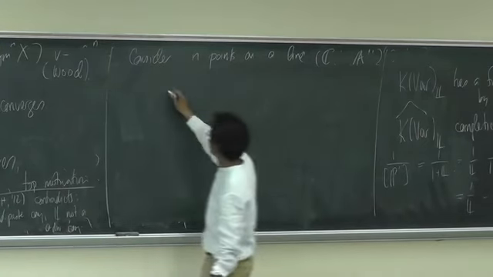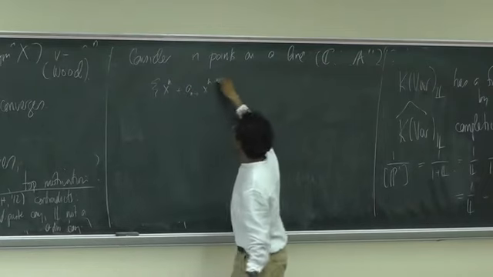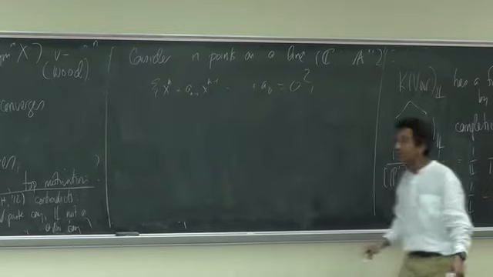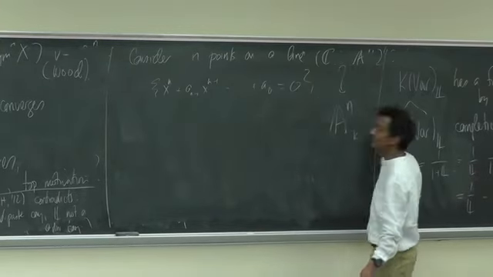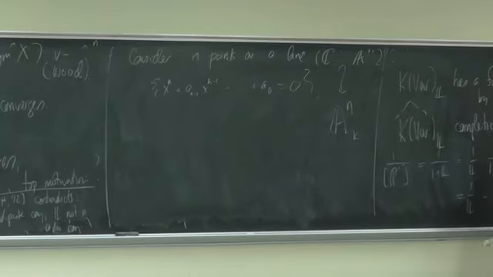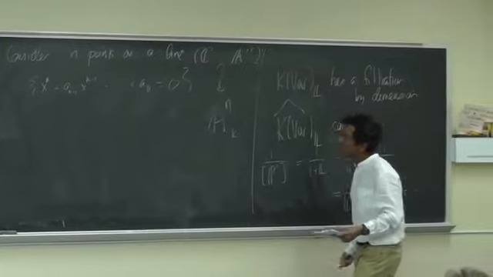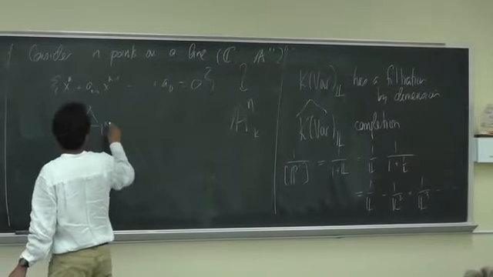Because to know n unordered complex numbers, all I need to know are the coefficients of the polynomial with those roots. So in other words, this is parametrized by A^n. So Sym^n of A1 is A^n. That's what I'm saying. And inside this we have the discriminant. Let me write it this way.